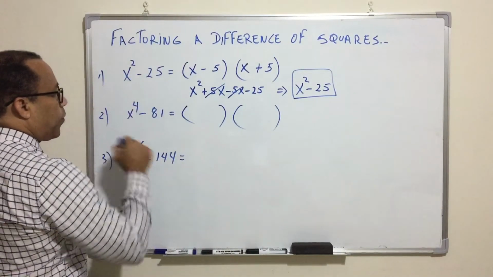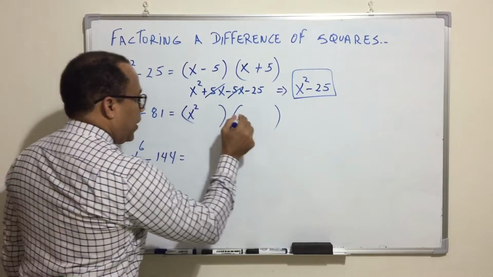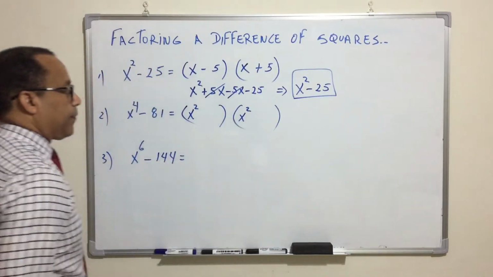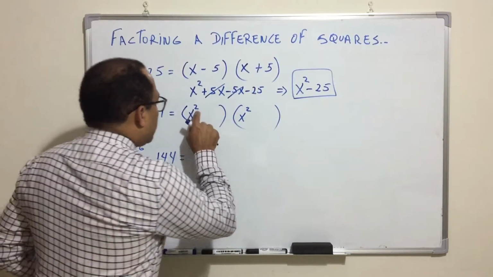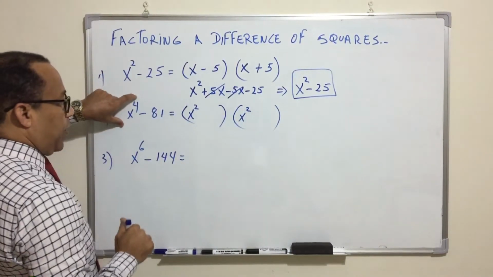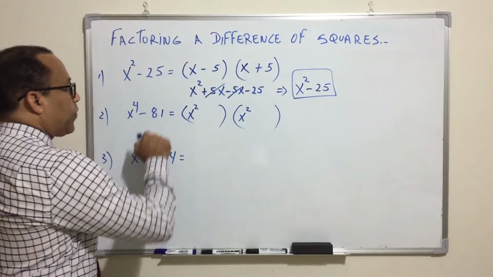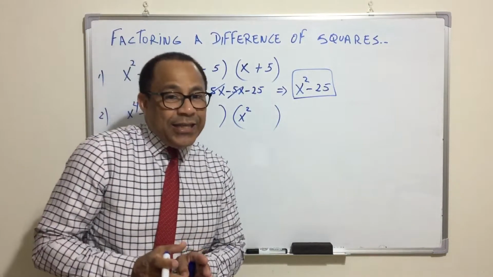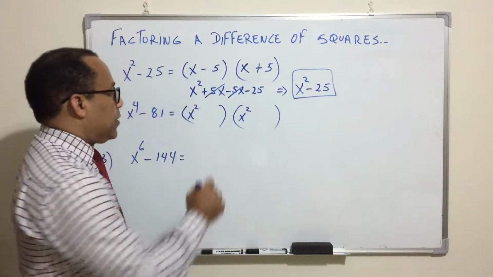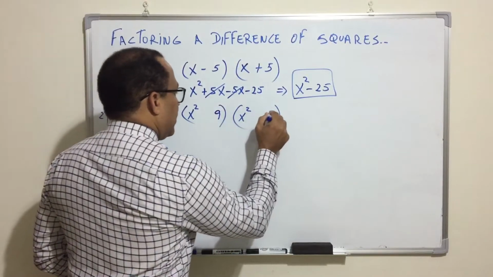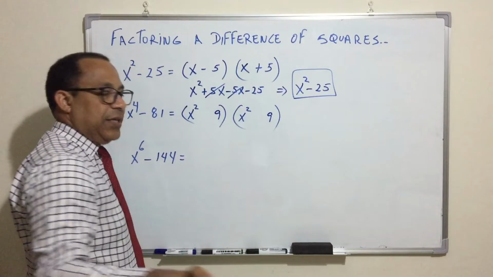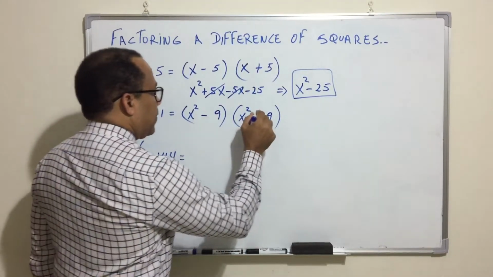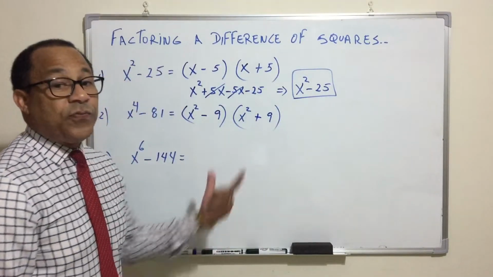Square root of x to the fourth is x to the second power, x to the second power, because x to the second times x to the second is 2 plus 2 is 4, x to the fourth power. The square root of 81 is 9, because 9 times 9 is 81. Here it is, 9 and 9. Negative and positive, positive and negative, makes no difference. Let's use the FOIL method again.